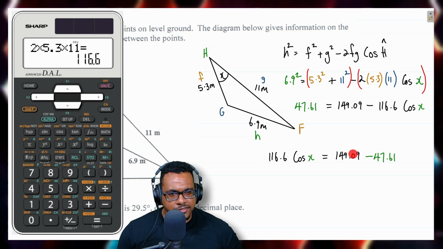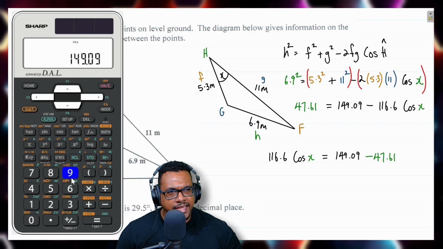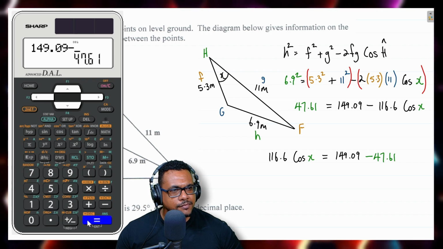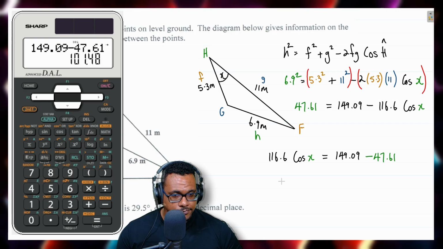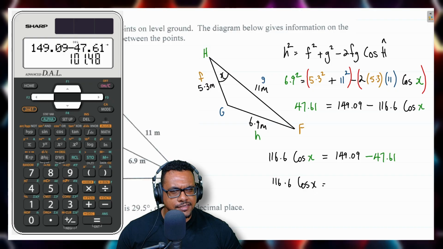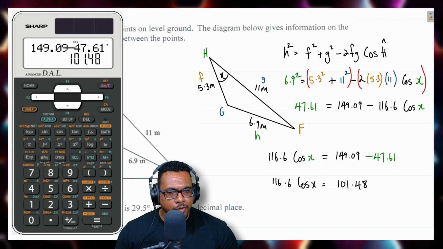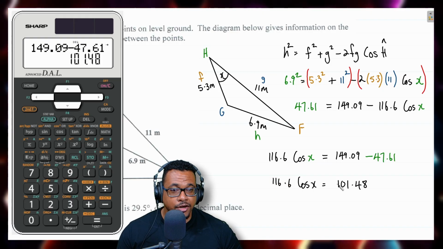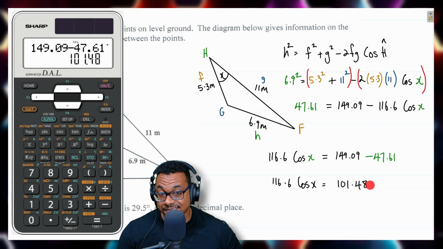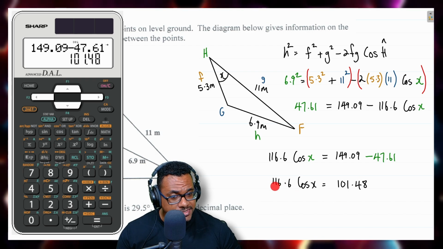So now I can simply subtract these two numbers. So I have 149.09, take away 47.61, and that's equal to 101.48. So we have 116.6 cosine x is equal to 101.48. And now I'll transfer this 116.6 across the equal sign, and the operation will change from 116.6 multiplied by cosine x to the 101.48 divided by 116.6. Or I could say, divide both sides of the equal sign by 116.6.